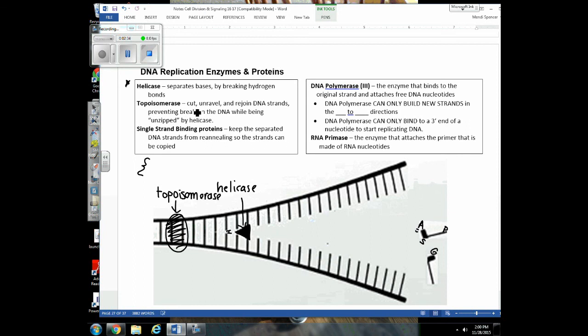So topoisomerase will actually cut the DNA and untwist it a little bit. So there's less tension on the DNA strand so it doesn't just break on its own. And then it's going to rejoin those DNA strands.